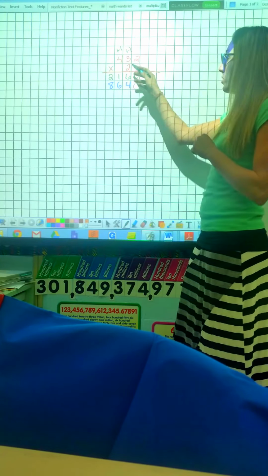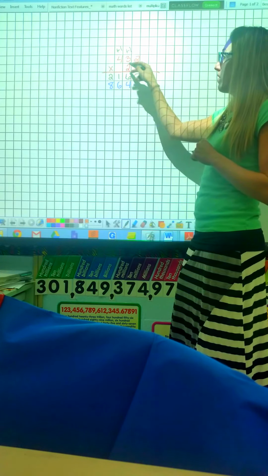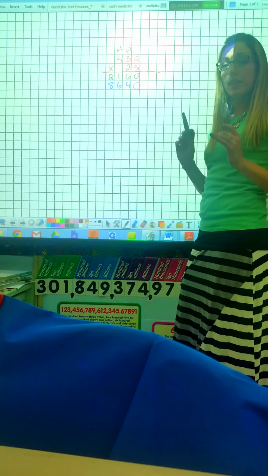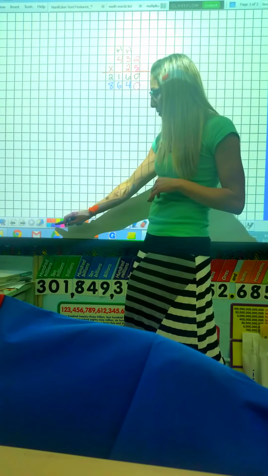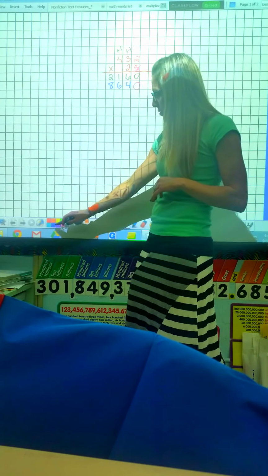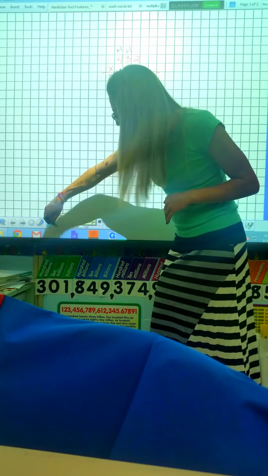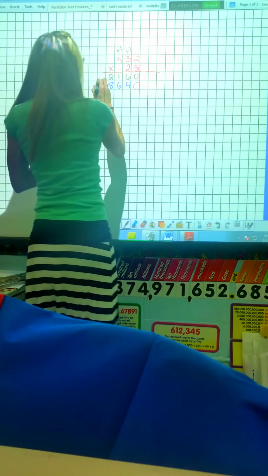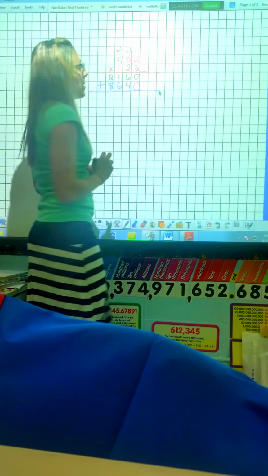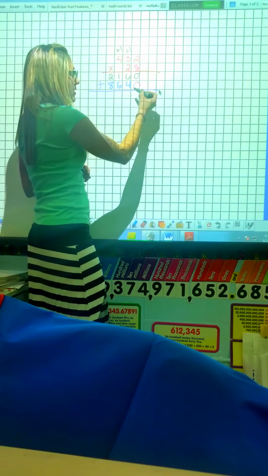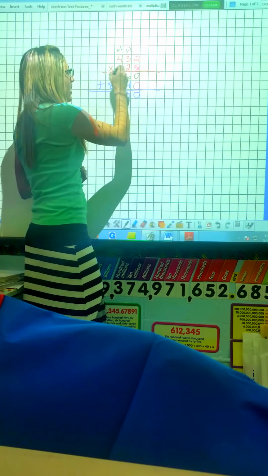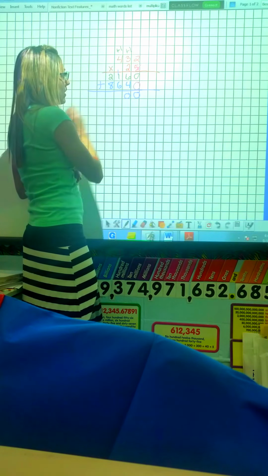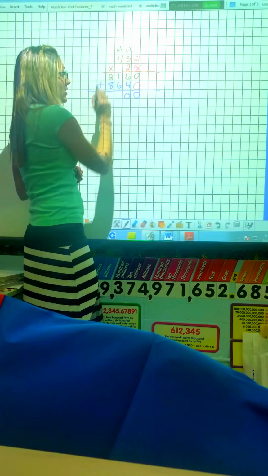Now I'm finished. I multiplied this number by everything on top. I'm finished with multiplying. Last step is to add it all up. So I'm going to add them all up. So I have 0 plus 0 is 0. 6 plus 4 is 10. I'm going to carry my 1 right there. 6 plus 1 is 7, plus 1 more is 8.